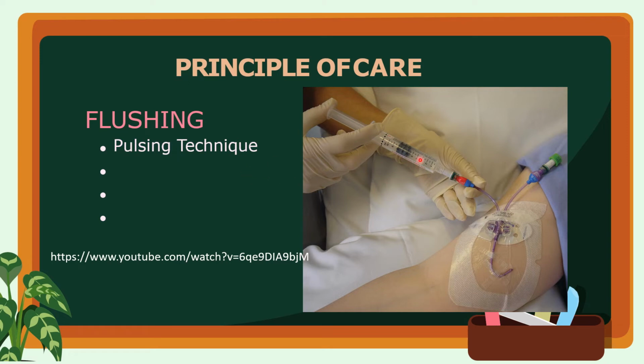Pulsing technique is performing a push and pause, then flush technique. You can do this by adding 1 to 2 cc or ml of normal saline and then stop, and then push another 1 to 2 cc again. This just helps to give a turbulence and clear out the line.